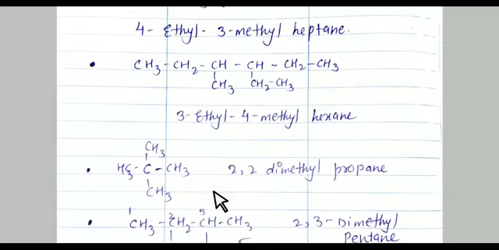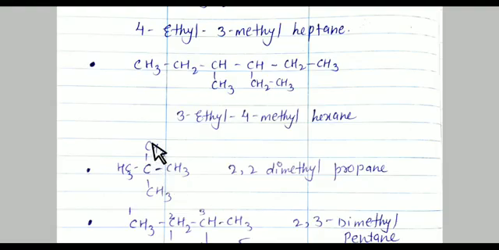Next is, see here, one carbon atom is attached to 4 carbon atoms. We are numbering 1, 2, 3. The second carbon contains 2 methyl groups, meaning 2 branches. How can I number it? 1, 2, 3, and you can number it 1, 2, 3 also. Same here, 1, 2, 3, then 1, 2, 3. You can number it from any of the carbon atoms.